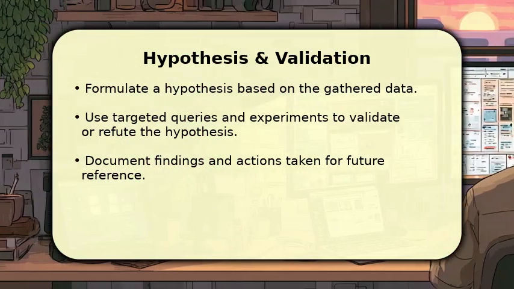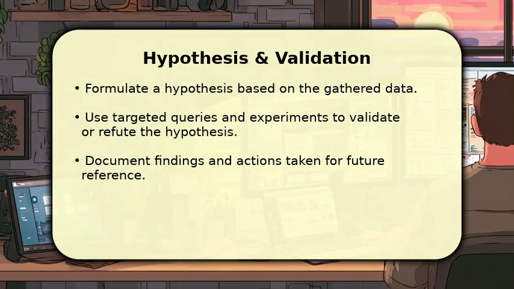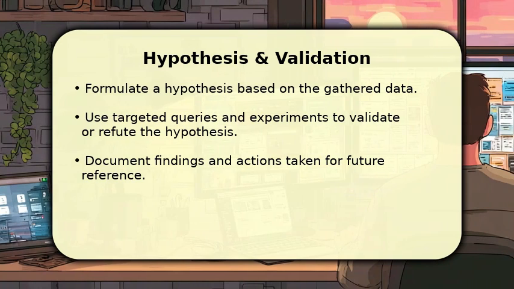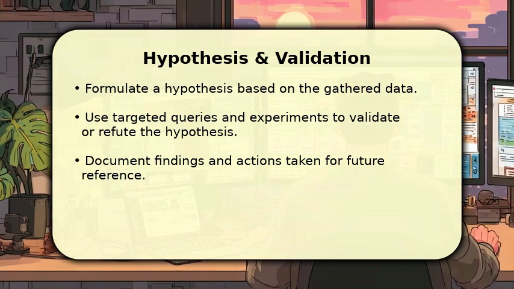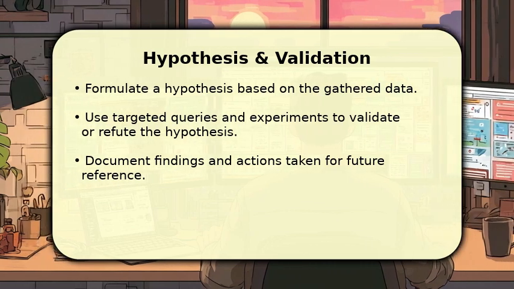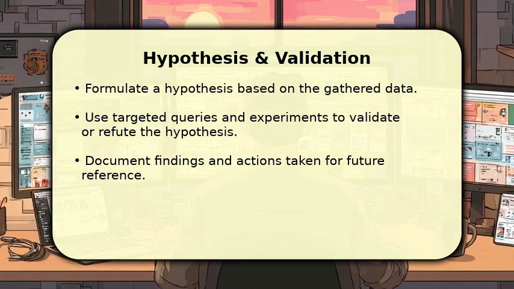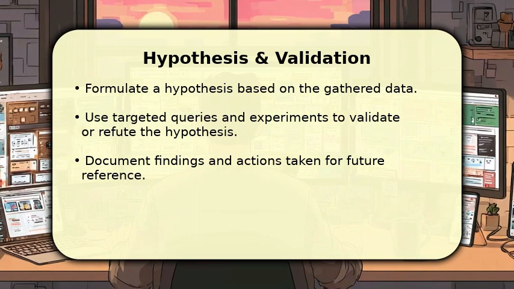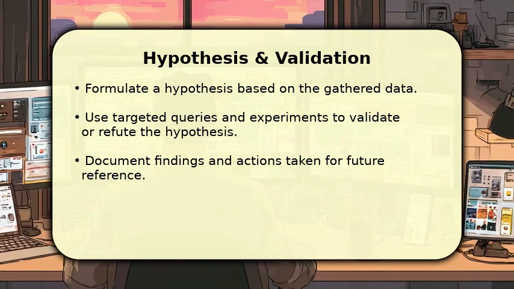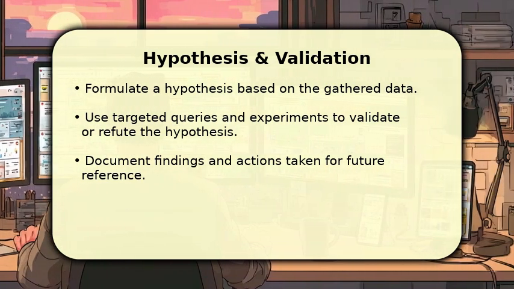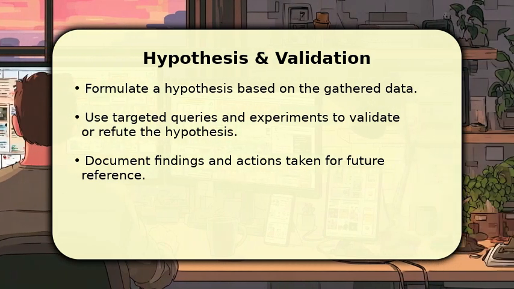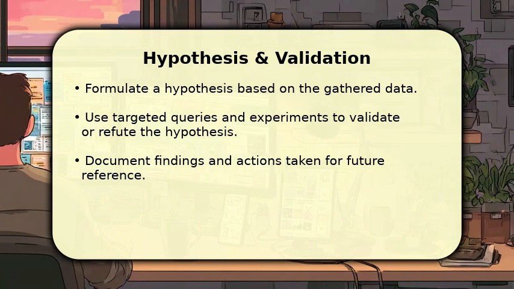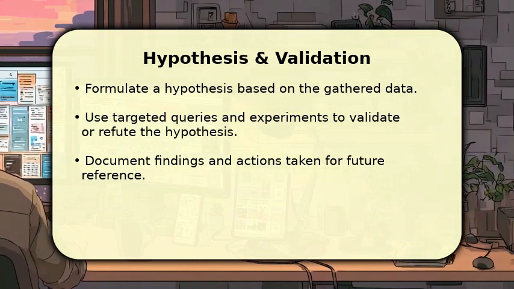With a clearer picture, formulate a hypothesis about the incident's cause. This is your educated guess. Then, use targeted queries in your logging or metric systems, or even small, controlled experiments to validate or refute your hypothesis. For example, if you suspect a database issue, check its connection pool size. Documenting your findings and every action taken is vital for post-incident reviews and continuous improvement.